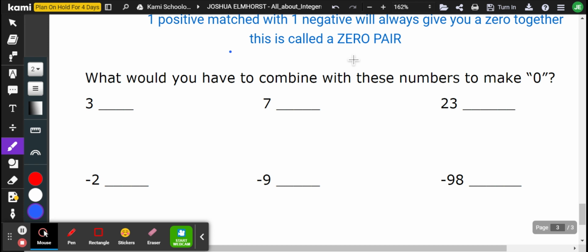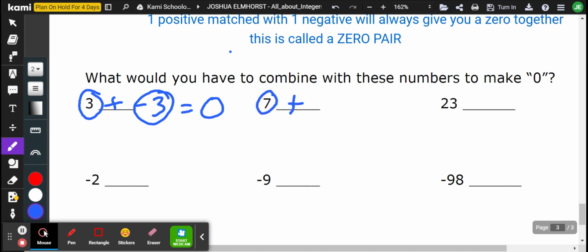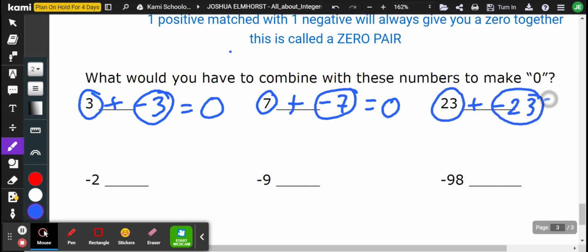So using the idea of zero pairs, we're going to ask, for the integers below, when starting with a 3 or a 7, what would you have to combine these numbers with in order to get 0? Well, you would have to add 3 negatives to the 3 positives. You need to combine them, and that would give you 0. If you had 7 positives, 7 negatives would put you back at 0. With 23 positives, you would combine 23 negatives with the positives, and that would cancel it all out and take you back to 0.